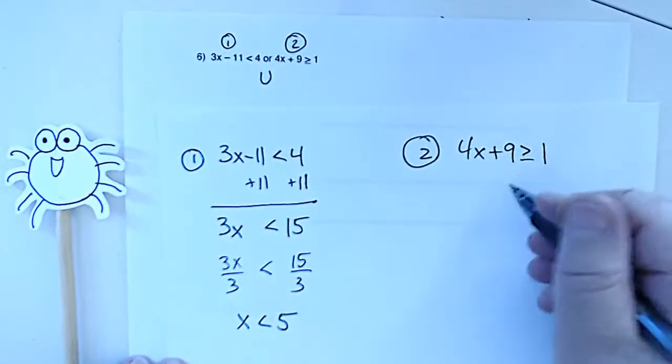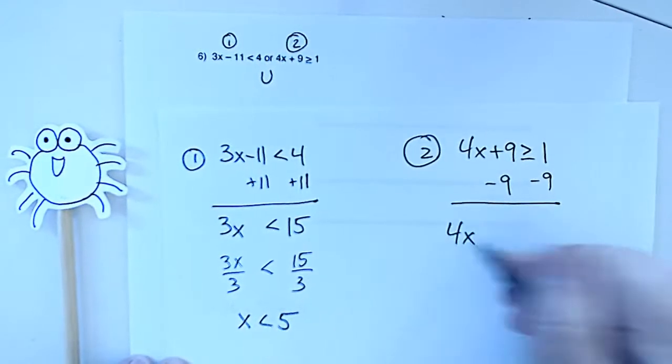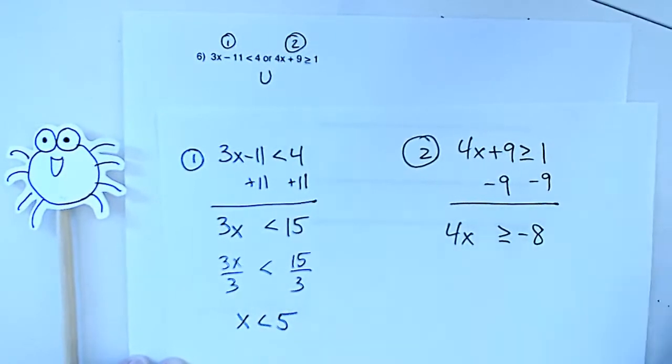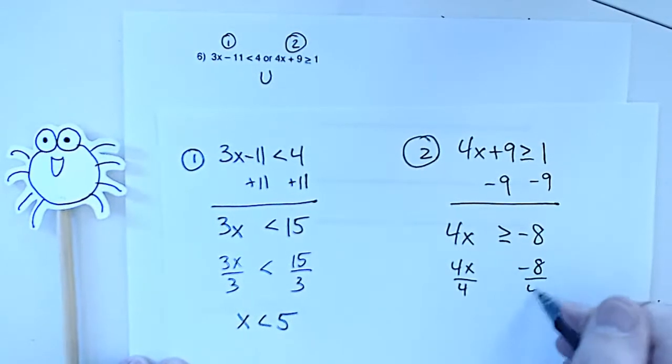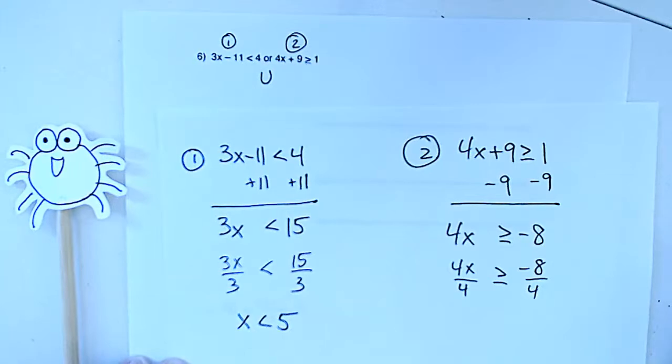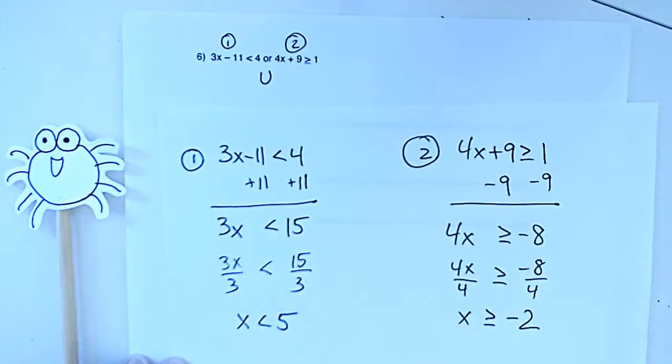Okay, let's come over here. Subtract 9 from both sides. Woohoo. 4x is greater than or equal to negative 8. Yep. Divide by 4. Happy, happy, joy, joy. We've got dividing by a positive. No big deal. X is greater than or equal to negative 2.